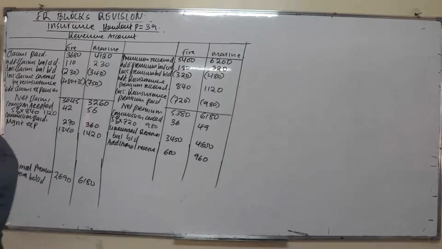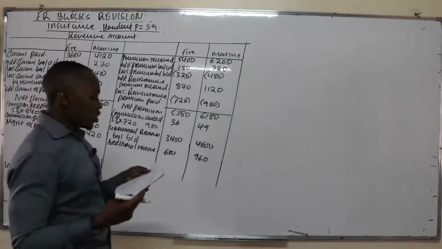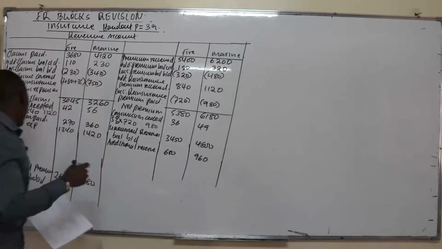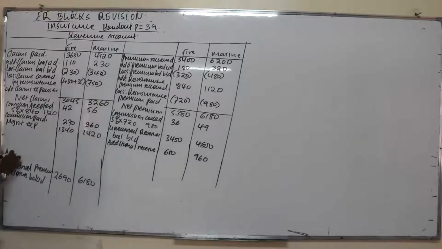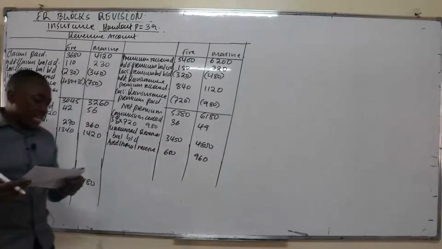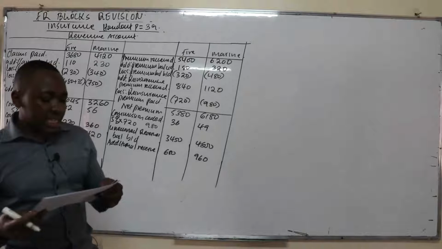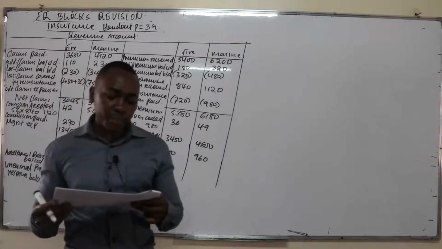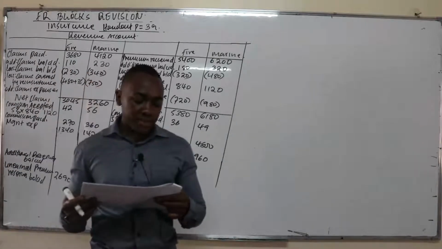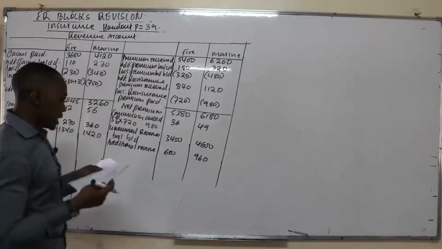6180. Number 8, additional and unearned reserve. So also we have additional reserves, balance carried down. So you're told that number 8, additional and unearned reserve is maintained at 10% of the net premium for fire insurance and 15% of the net premium for marine.